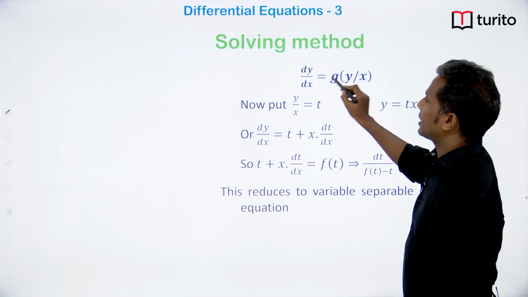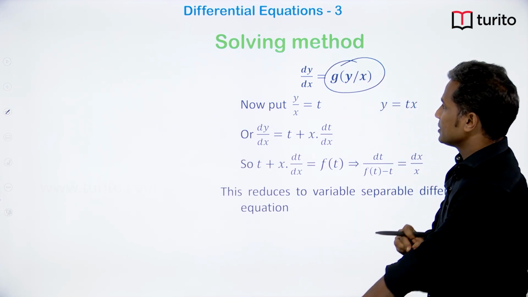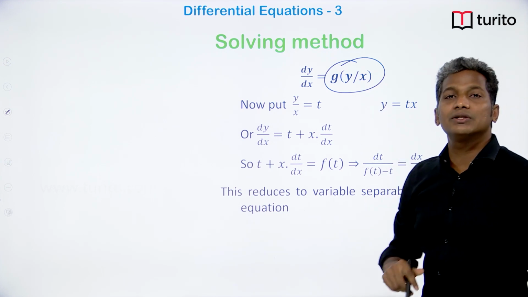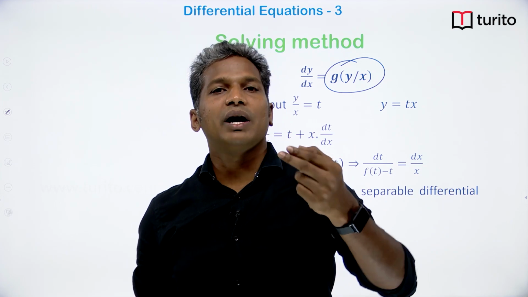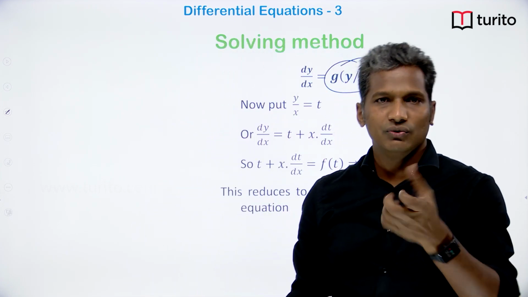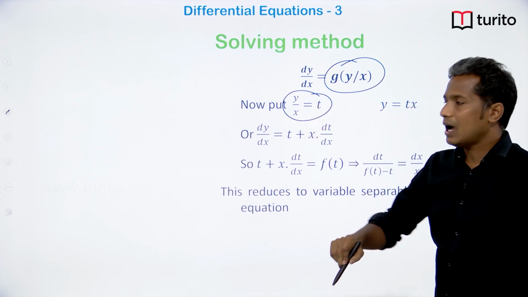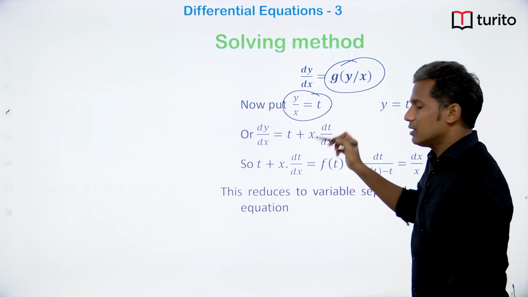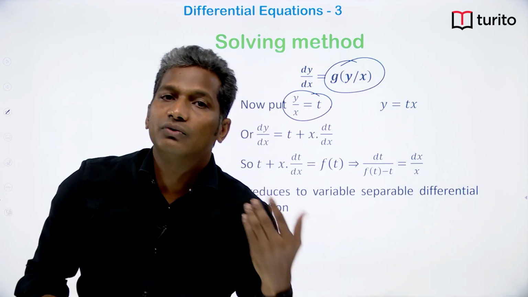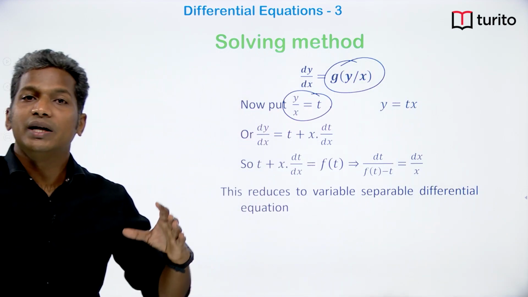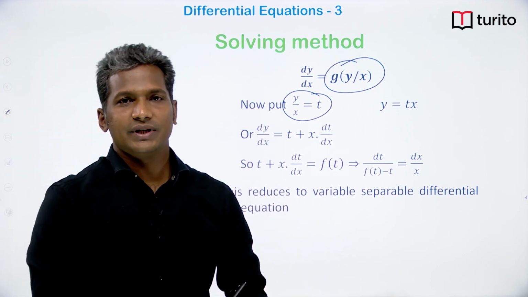So that means we can write the RHS as a function of y by x. If the RHS is written as a function of y by x, what is our immediate thought? Take y by x equal to one new variable. We can take it as t, and then using this substitution, when we simplify the expression, it is going to get converted into the variable separable method. That is the beauty of the homogeneous differential equation.